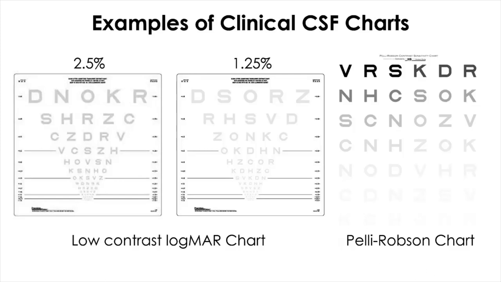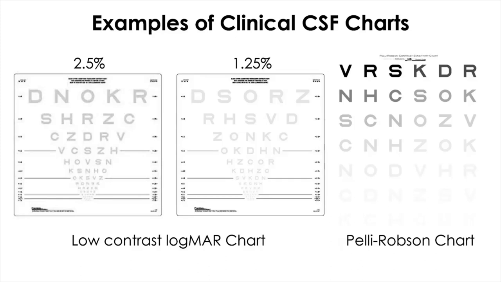So here are some examples of clinical contrast sensitivity function charts used in clinical settings. The two on the left are low contrast logMAR charts with two different Weber contrasts, 2.5% and 1.25%. The basic structure of the chart is the same as the logMAR chart, except that the letters are much lower contrast compared to the regular logMAR chart.